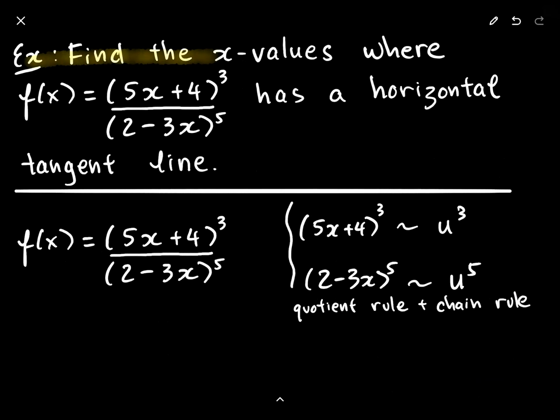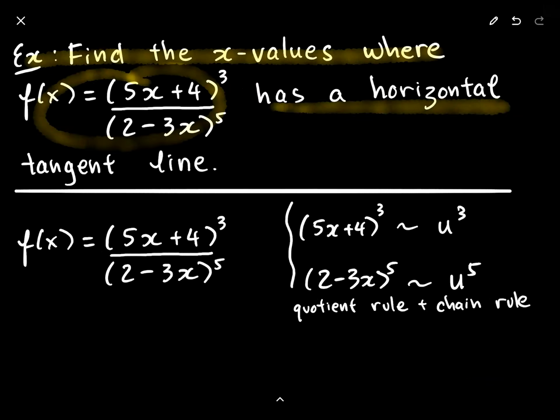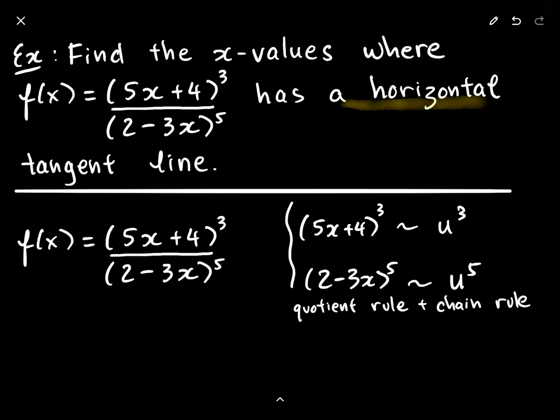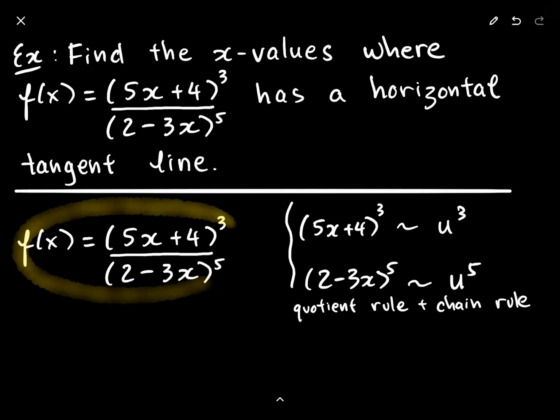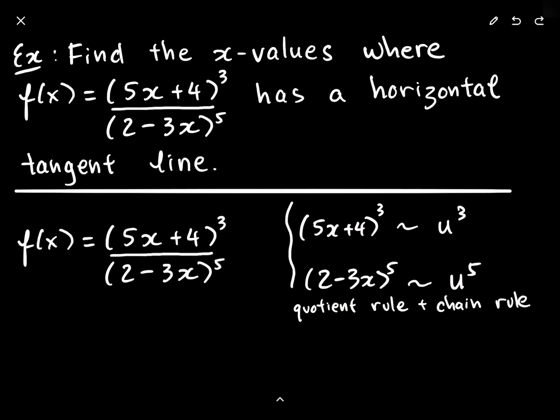In the next example, find the x values where this function has a horizontal tangent line. So a function has a horizontal tangent line where the derivative or slope is equal to 0. So we'll want to take the derivative of 5x plus 4 cubed divided by 2 minus 3x to power 5. So quotient, we'll use quotient rule. And we'll also have to use the chain rule when we take the derivative of the top or the derivative of the bottom. On top we have 5x plus 4 to power 3.